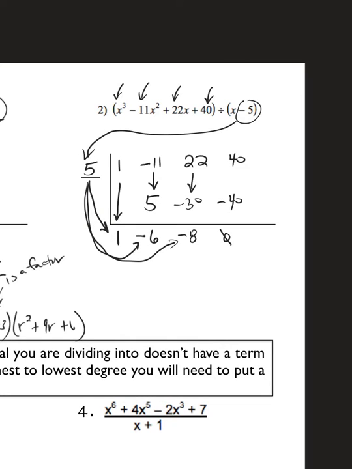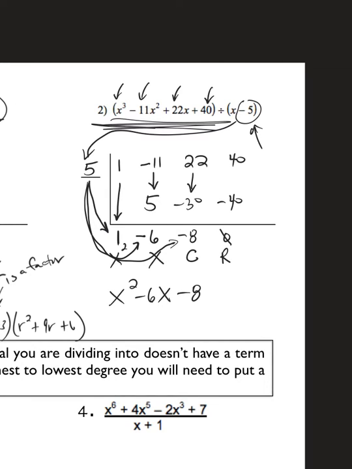So, as I am labeling, my remainder is 0. I have a constant term, I have an x term, and I have an x squared term. So if I were to write it out, x squared minus 6x minus 8 is what I would get if I divided my original 4-term polynomial by x minus 5.